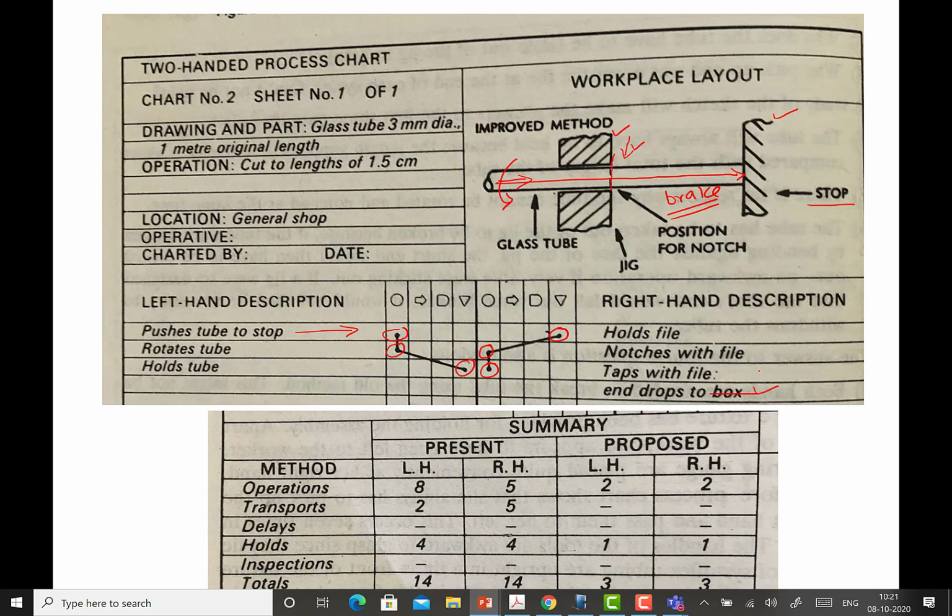If you see the earlier method of doing things and the developed method of doing the same operation, the earlier operations were 6 by the left hand and 8 by the right hand, and 5 by the right hand.